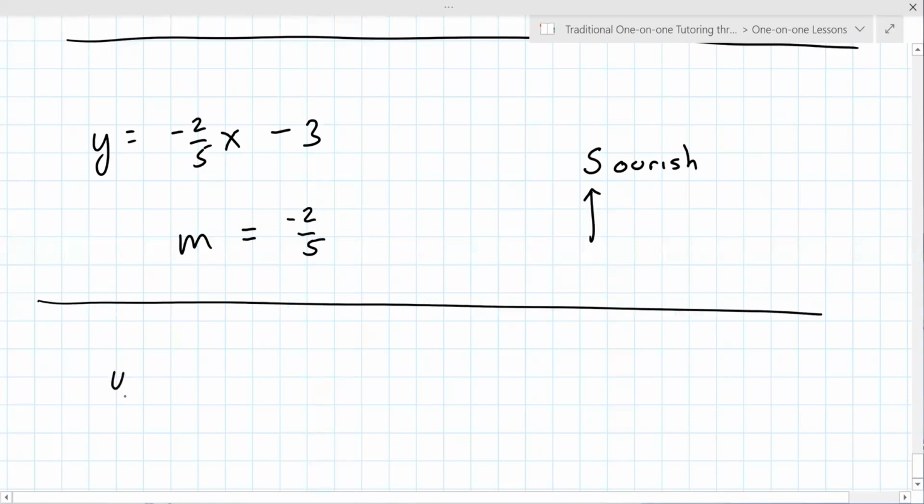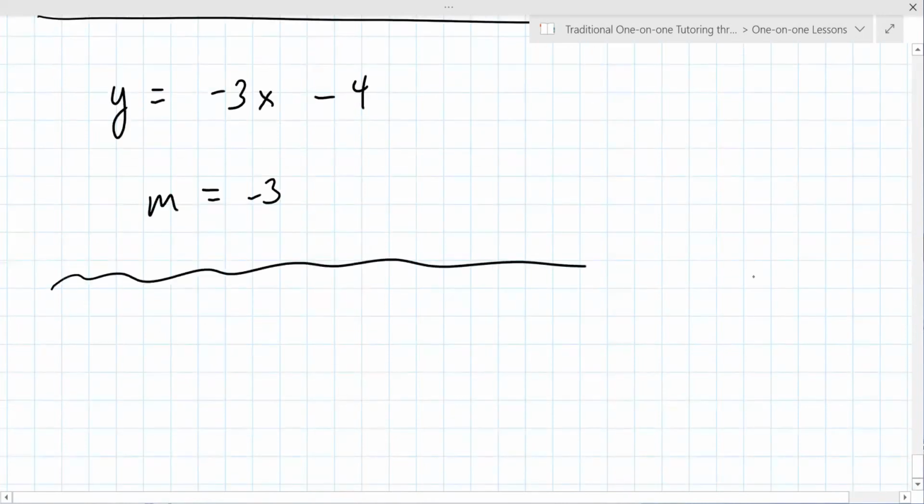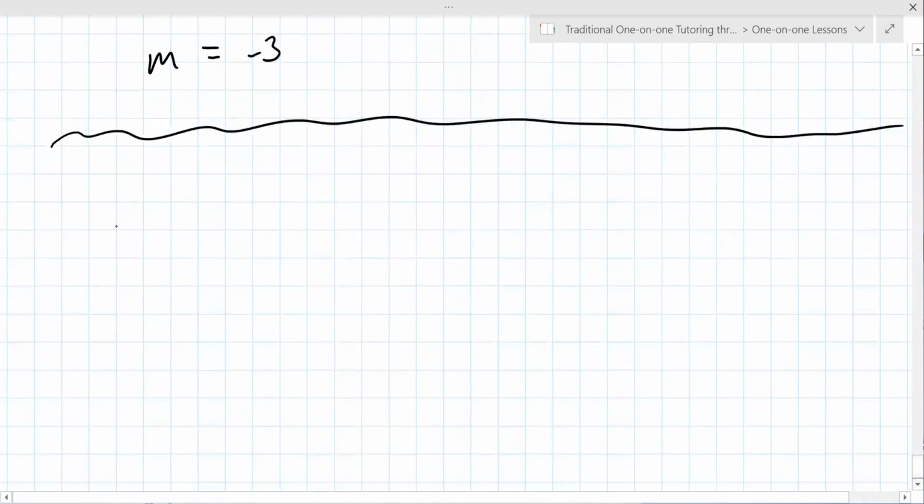Let's try another one here. Let's say y equals -3x minus 4. What is the slope? The slope is always the number in front of x. What is the number in front of x? -3. Very good. Okay, so now we're going to talk about perpendicular slopes.